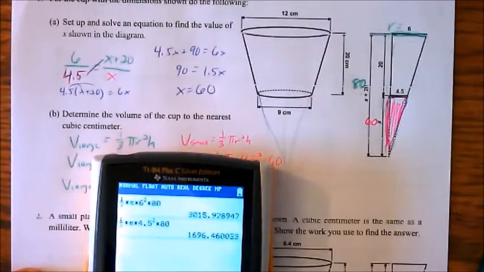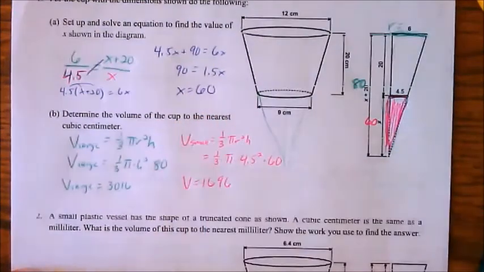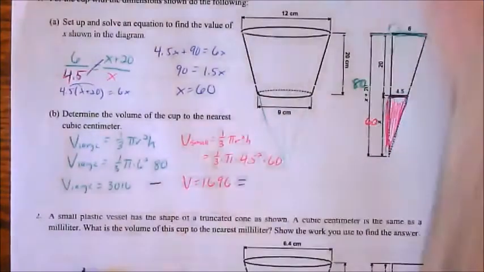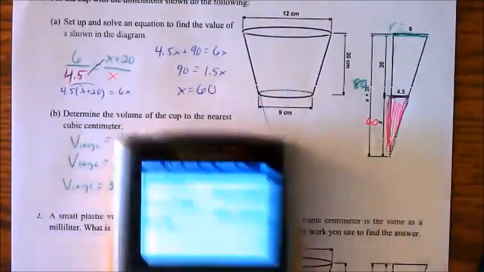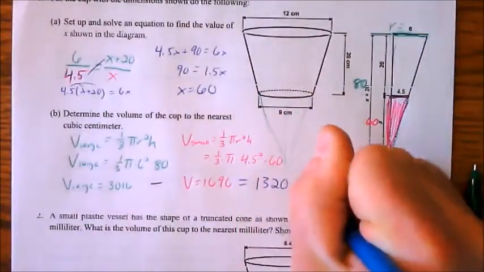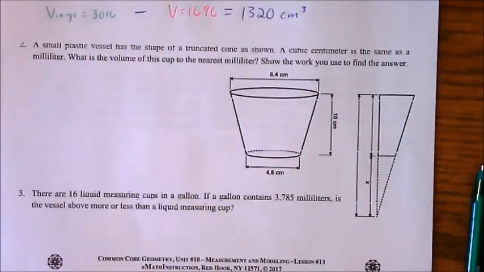Alright, and the volume of the small one, so I'm going to just copy that and change the 6 to 4.5. So 1,696. So the total volume would be these two, the large one minus the small one.